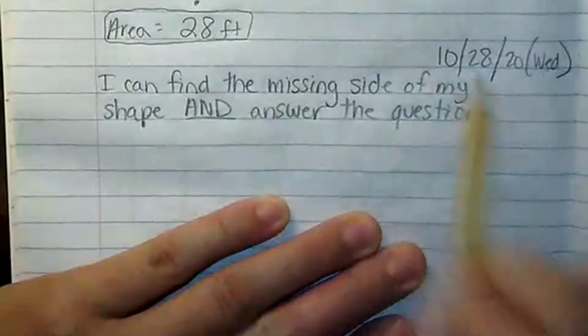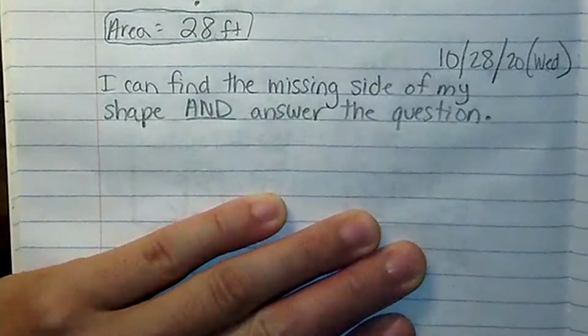Morning. Today is Wednesday, October 28th. It's trunk or treat tonight.